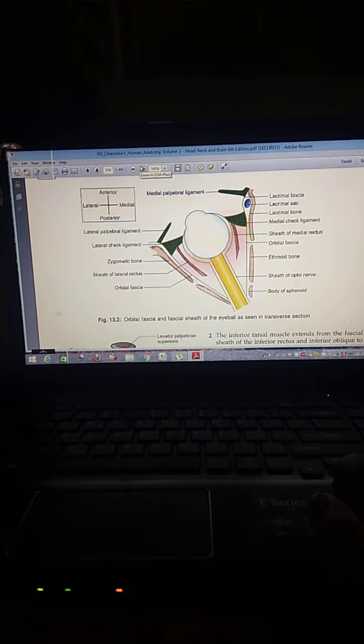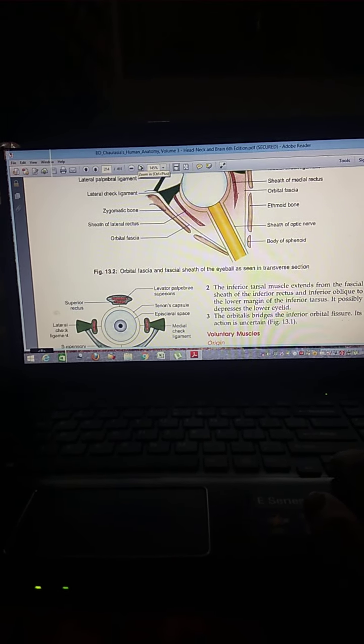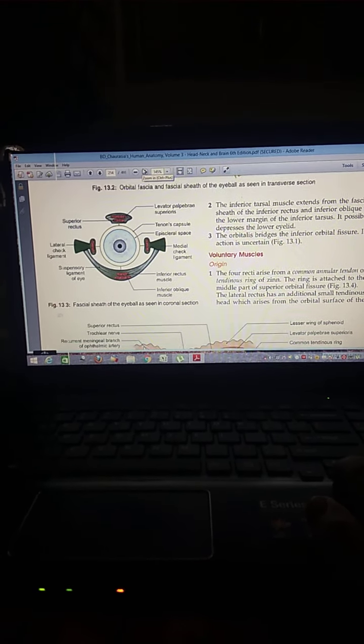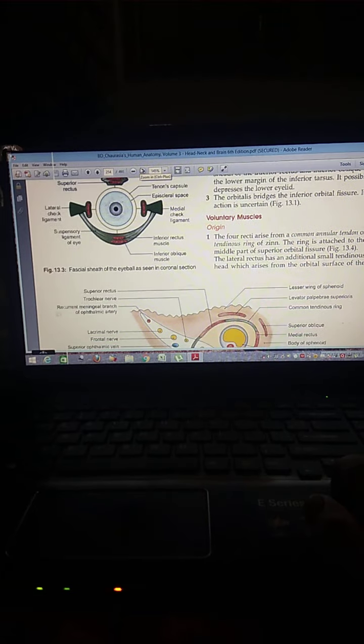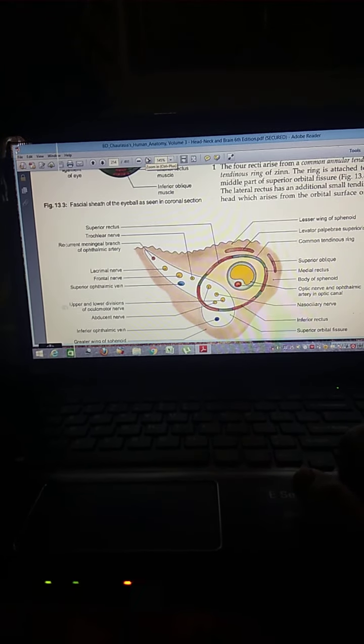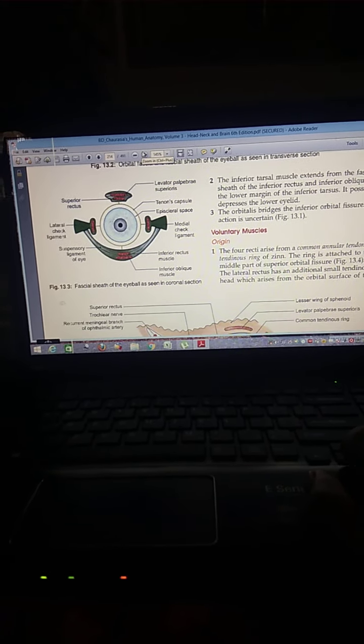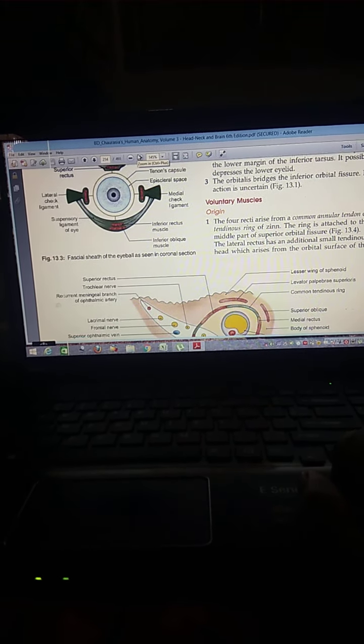Here is the figure of the orbital fascia and the fascial sheath of the eyeballs, and here the second figure is the fascial sheath and the eyeballs, and the third figure is the apical part of the orbit showing the origin of the extraocular muscles. Now the second, the inferior tarsal muscle, extends from the fascial sheath, the orbital bridge, in the inferior orbital fissure. Now it is the voluntary muscle origin.